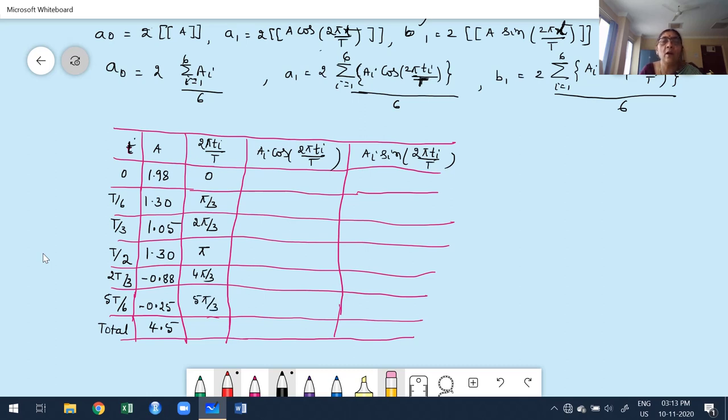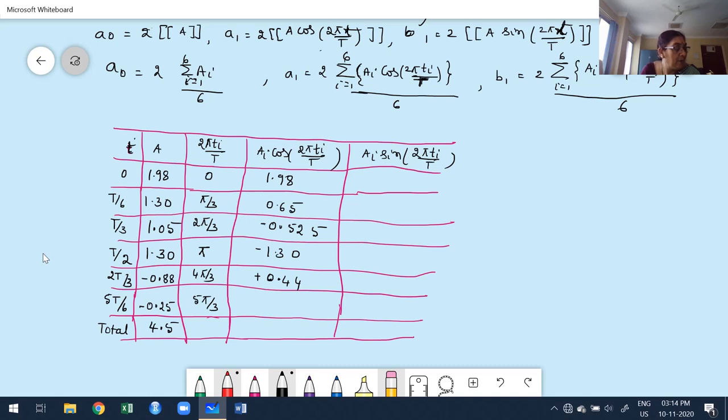Now, next you take cos of 0. What is cos of 0? It is 1, into 1.98, we get 1.98. Next, cos of pi by 3 into 1.30. What we get actually, cos of pi by 3 is half, into 1.65. Like that, cos of 2 pi by 3 into 1.05, we get minus 0.523. Next, cos of pi is minus 1 into minus 1.30 is 1.30. And next, cos of 4 pi by 3 into minus 0.88 is nothing but minus half into minus 0.88, minus into minus, we get plus 0.44. Because cos of 4 pi by 3 is minus half, multiplied with minus 0.88, we get that.